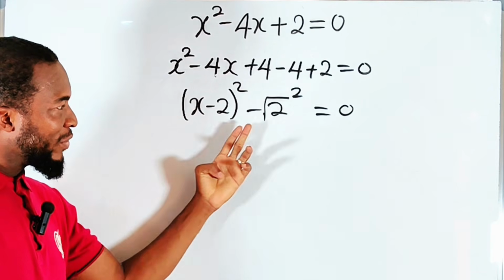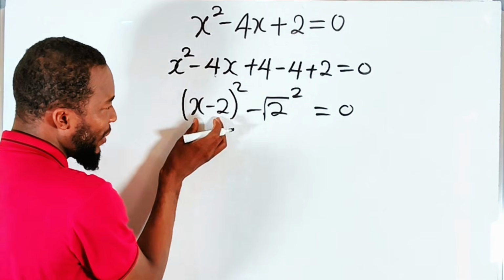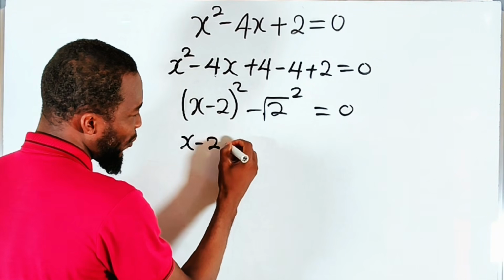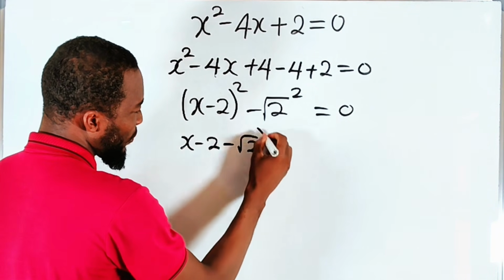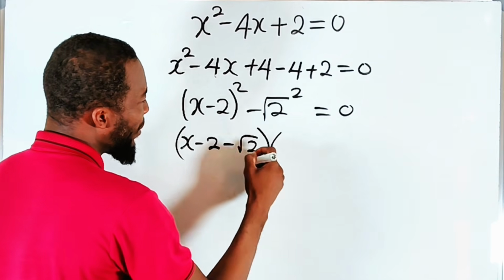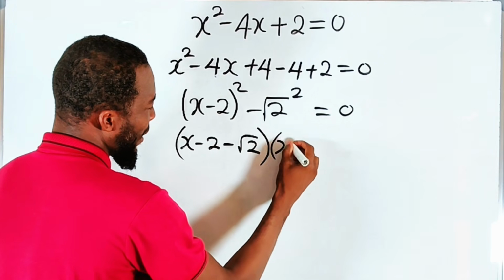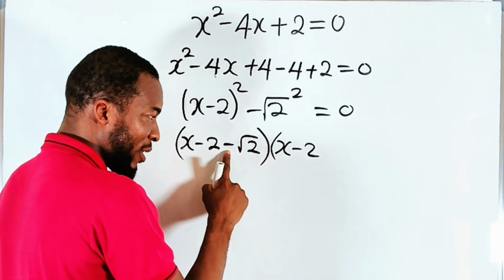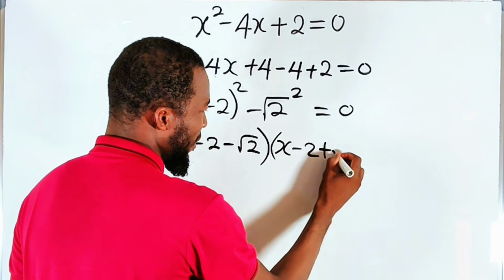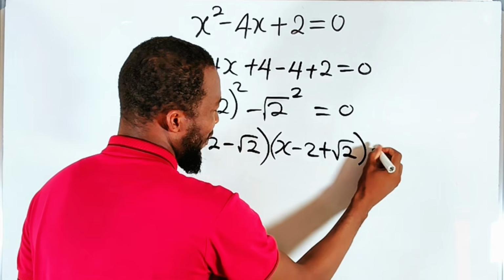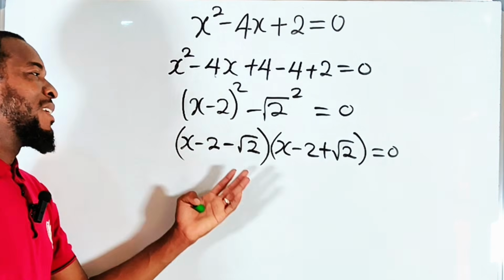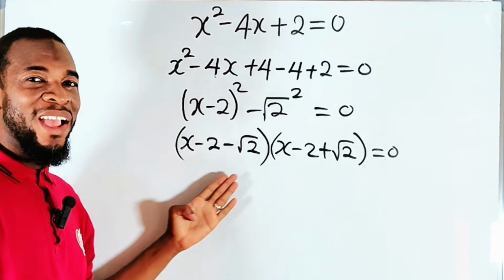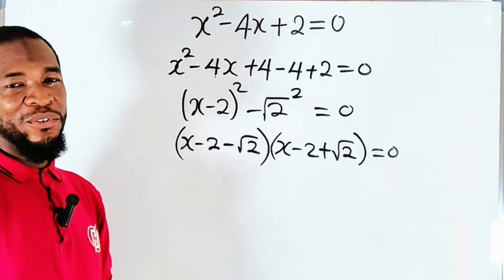Now that we have difference of two squares, you take this one, that is x minus 2, then minus this one, minus square root of 2, then multiplied by, you take this again, x minus 2, but this time around you add, because we subtracted, then later we add. This is equal to 0. Now, our expression to the left is fully factorized. So we can solve it by factorization.